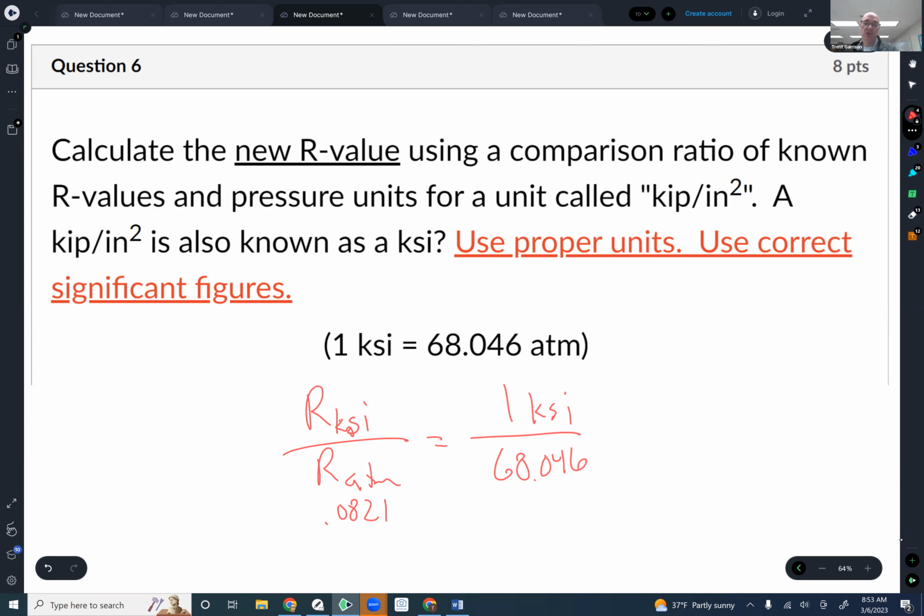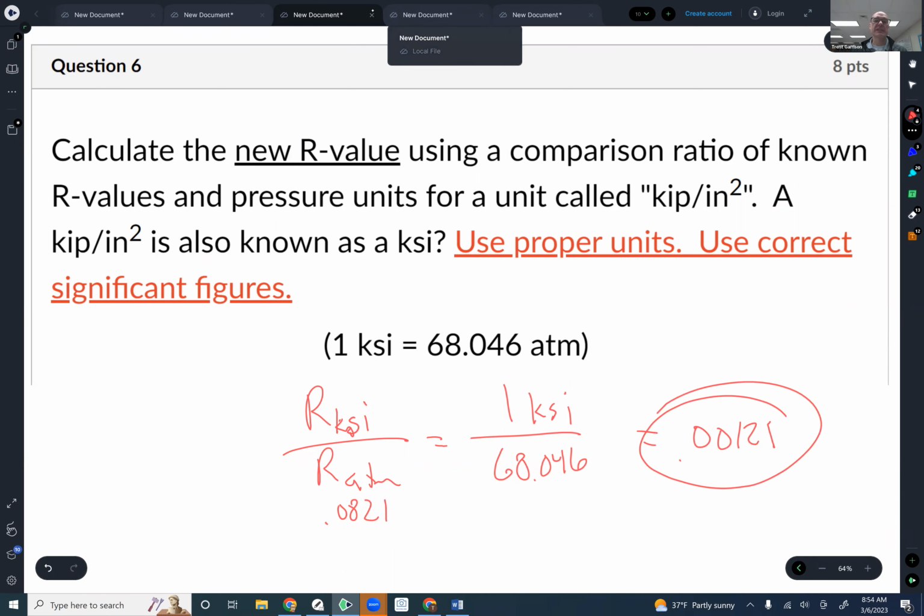So now all we've got to do is cross multiply. 0.0821 divided by 68.046, and you get some very, very tiny number, 0.00121. All right, number 7.